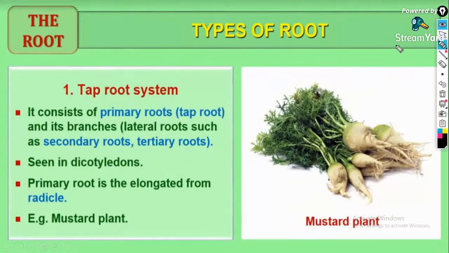Next is the taproot system. It consists of a primary root. We have studied this, right? Yes, it is a primary root seen in dicot plants, an elongation of the radicle, for example mustard. Guys, this is the mustard plant.